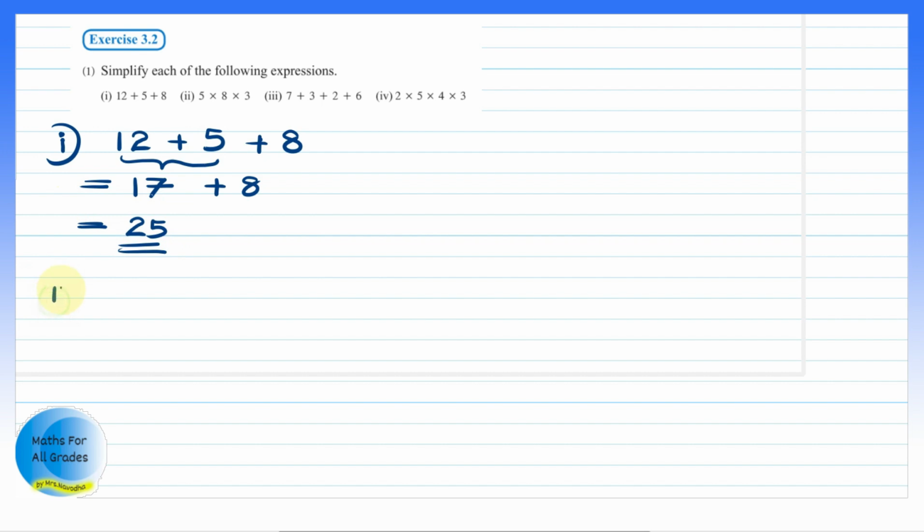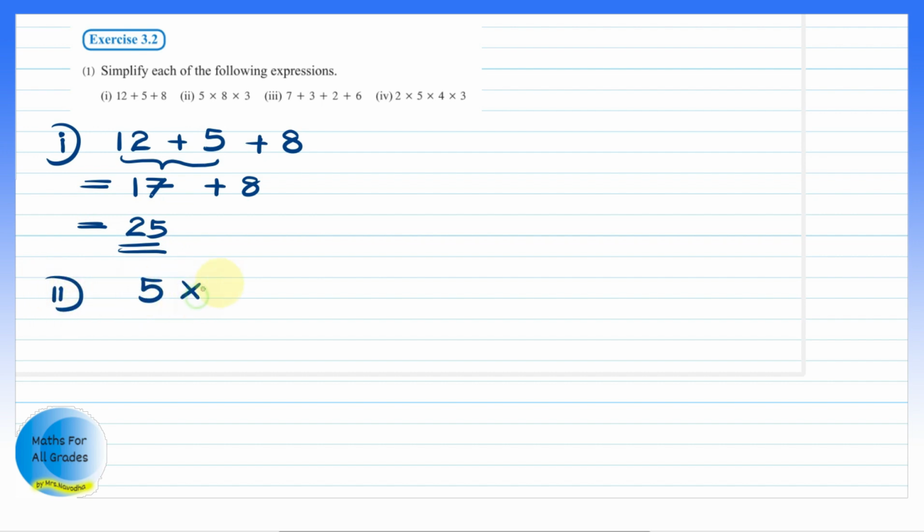Problem number 1. 12 plus 5 plus 8. First, you can add either 12 and 5 or 5 and 8. I'll go with 12 and 5. 12 plus 5, 17 plus 8. 17 plus 8, 25.